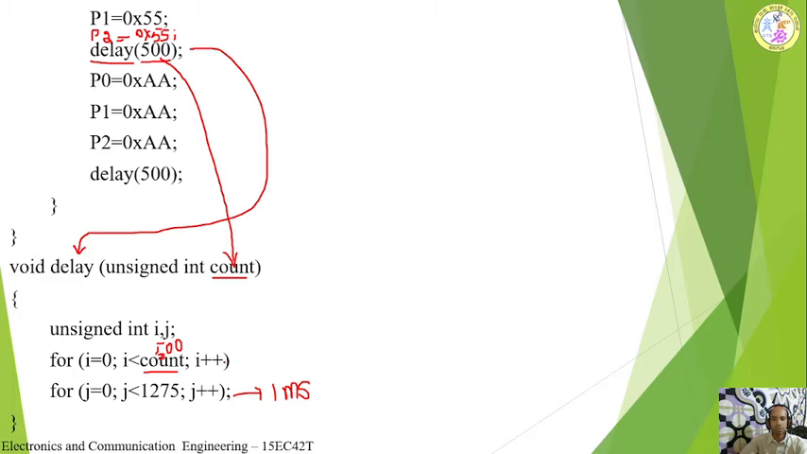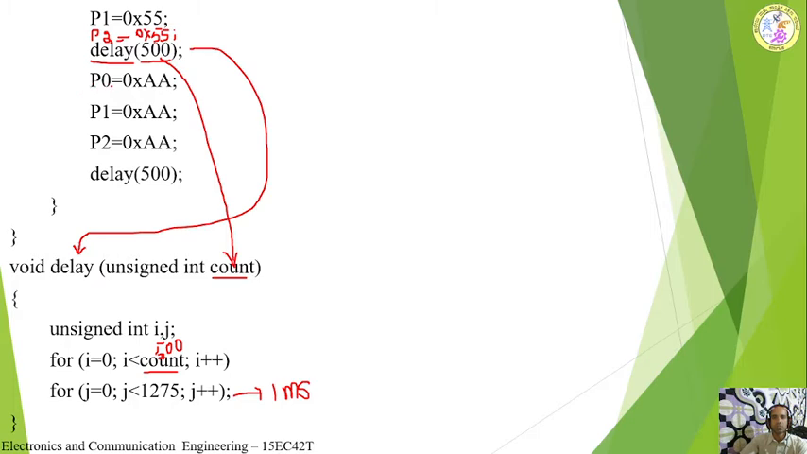Every time it has to enter, it has to execute this for loop for each value of I up to 500 times, 0 to 499. Totally 500 times it has to repeat this loop. Then after the 500 milliseconds of delay is generated, once again the microcontroller control will come here.